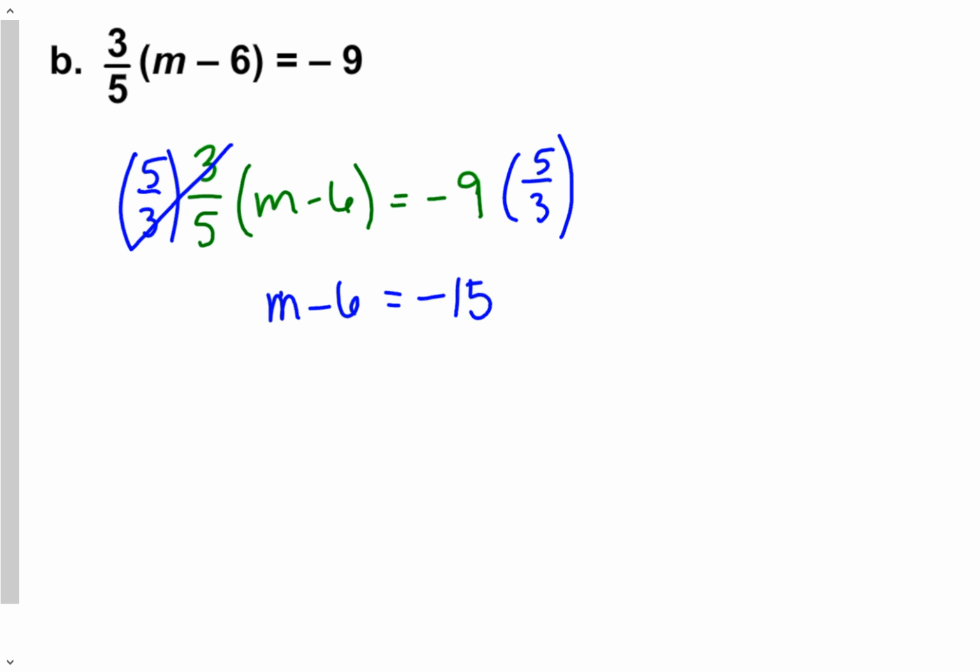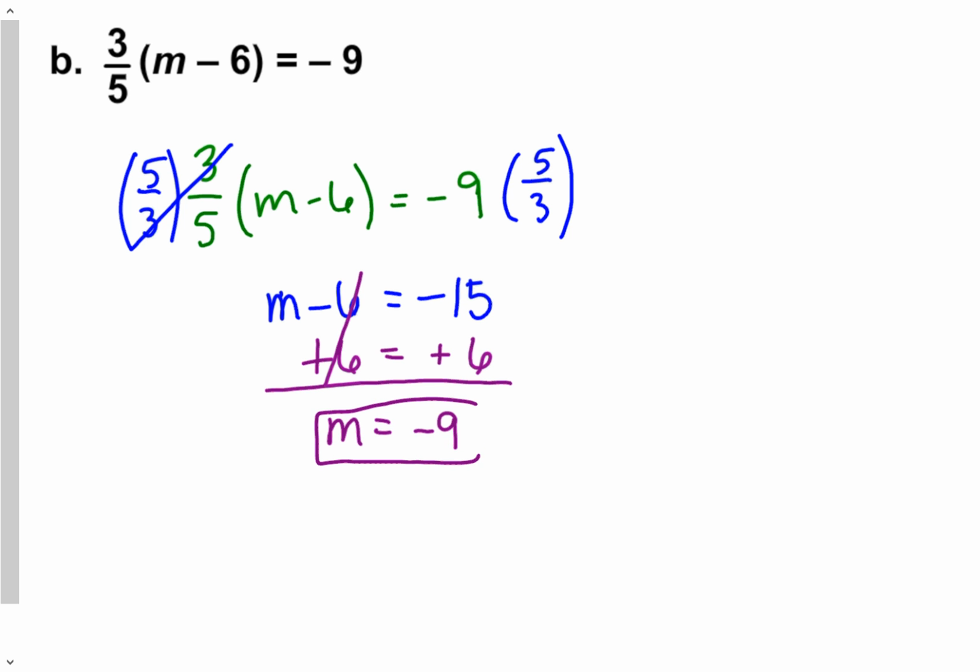Now my variable m is being subtracted by 6. So let's go ahead and add 6 as the inverse operation. Minus 6 plus 6 simplifies down to 0, so I'm left with m on the left, and on the right I have negative 9. Again, I'm just going to encourage you whenever you get your answer to check your solution, because sometimes we can make mistakes with our mathematics, especially if it involves negative numbers.